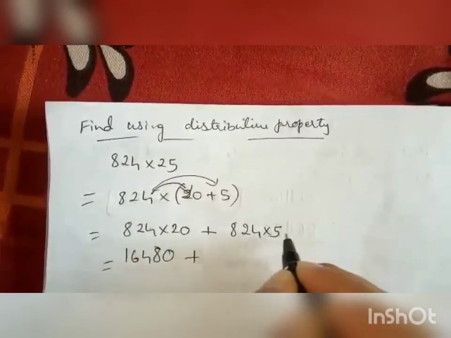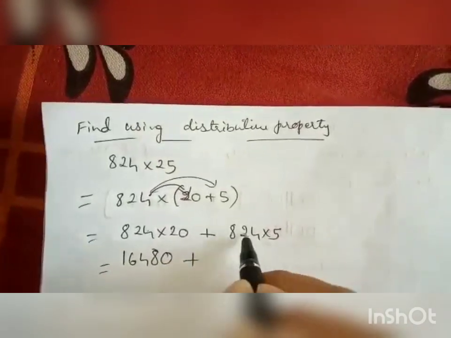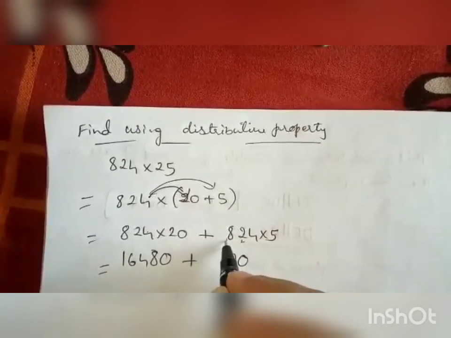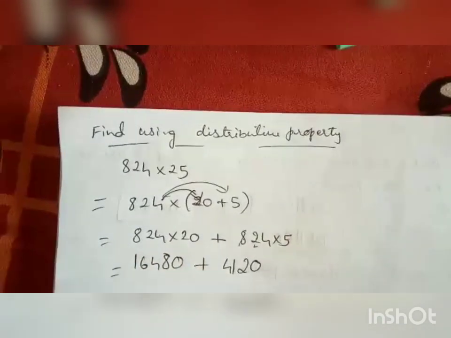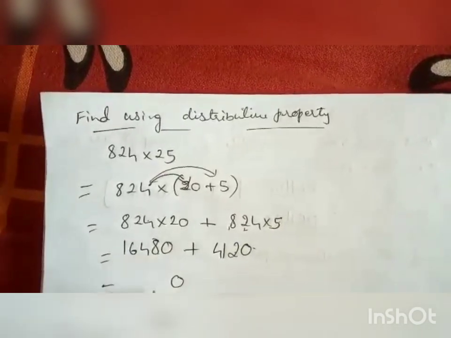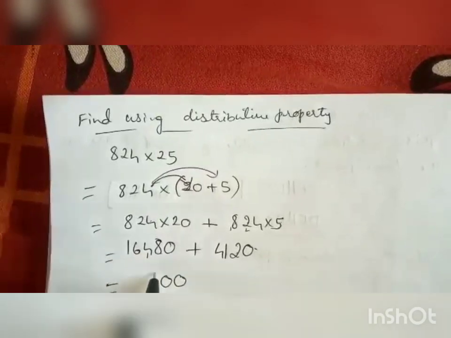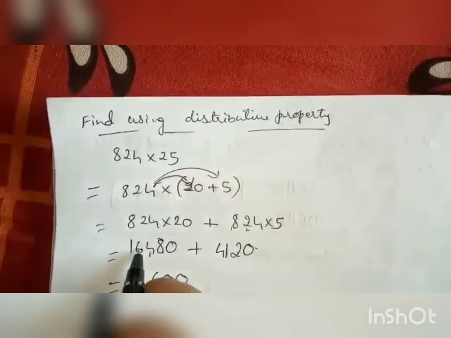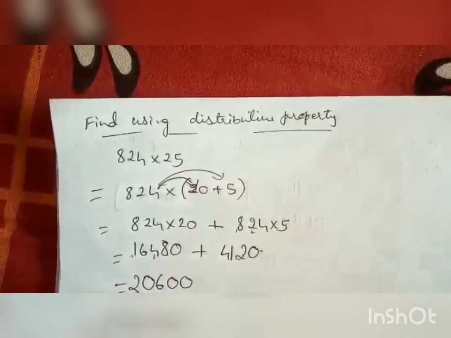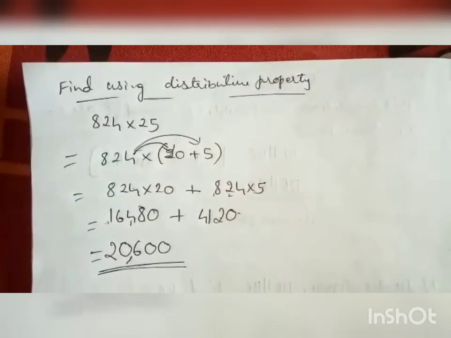Then 824 into 5. 5 4s are 20, 2 will be carry here. 5 2s are 10. 10 plus 2, 12. 5 8s are 40 plus 1, 41. Now add it. 0 plus 0, 0. 2 plus 8, 10, 1 carry. 4 plus 1, 5. Then 1, 6. Then 4 plus 6 again 10, 1 carry here. Then 1 plus 1, 2. So 20,600 is the answer.